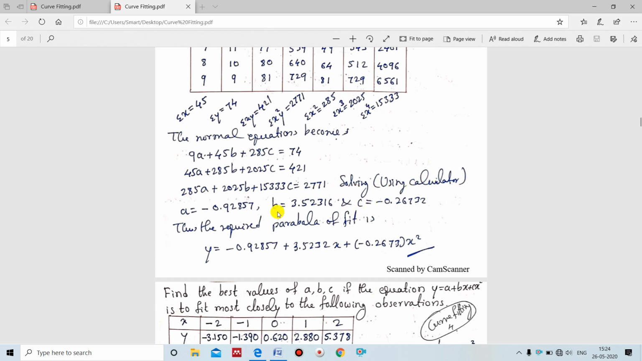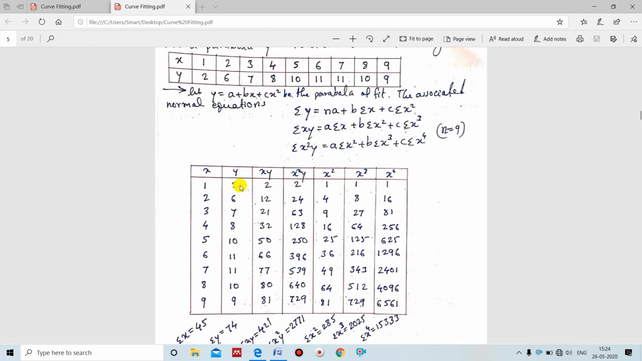On solving, we get a equal to minus 0.92857, b equal to 3.52316, and c equal to minus 0.26732. Put the a, b, c values in the given parabola. We get y equal to minus 0.92857 plus 3.5232x minus 0.2673 x squared. So this is the best fit curve for this data.